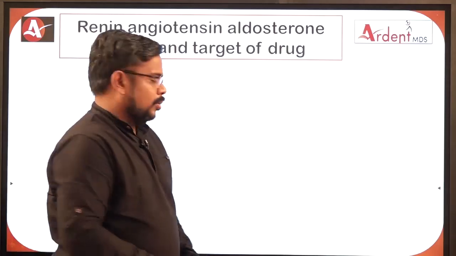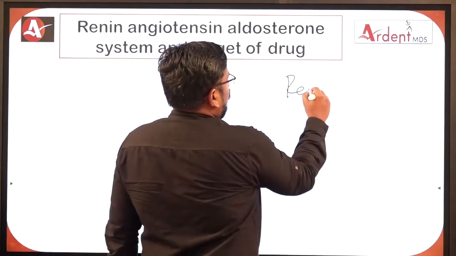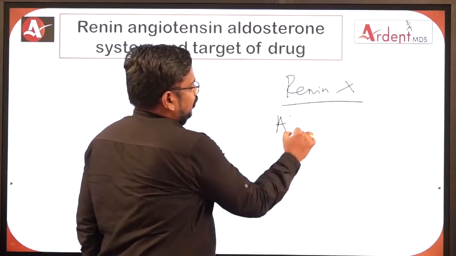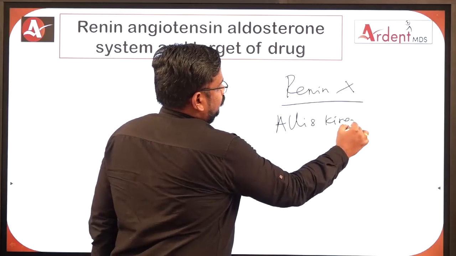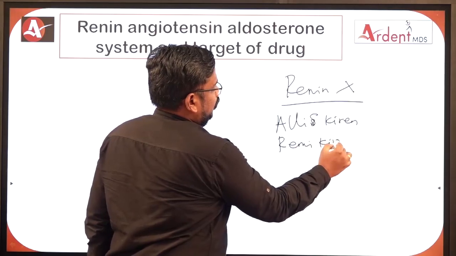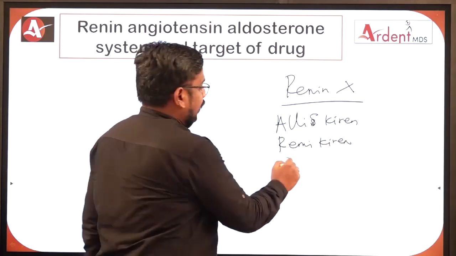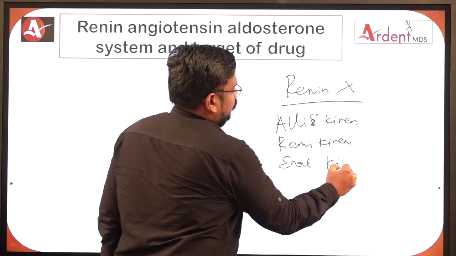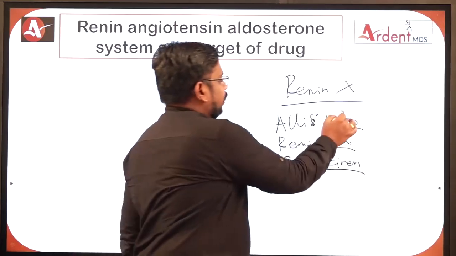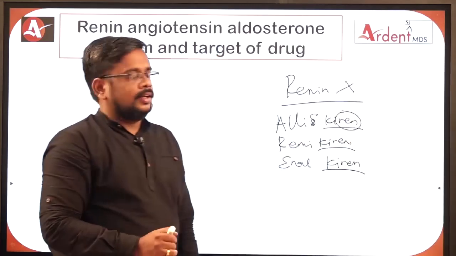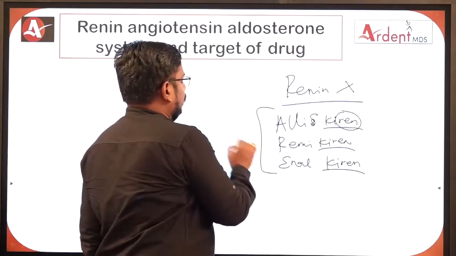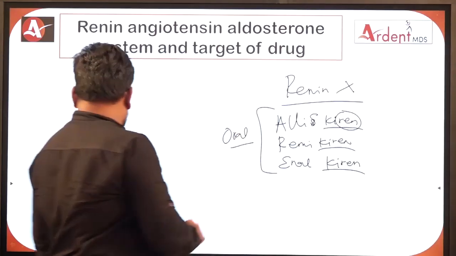The first system is about renin inhibitors. Examples for renin inhibitors are number 1 aliskiren, number 2 remikiren, number 3 enalkiren. So if you see all the drugs which end with kiren, ren means you can remember it as renin. So these are all renin inhibitors, and all of these drugs are given by the oral form. So this is the first one.